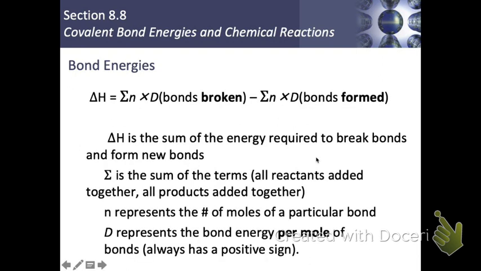When we look at bond energies, we're going to calculate delta H of a certain reaction. This is less intense than it looks. The equation makes it seem more difficult than it is, but it's really simple. Let's walk through what this means. Delta H is change in enthalpy, right? Do you know what that Greek letter means? Anything about that Greek letter?